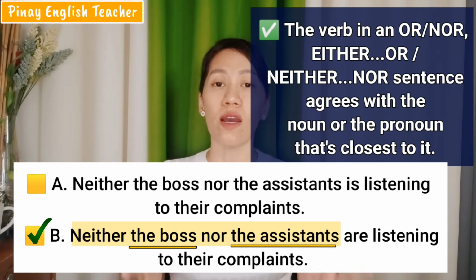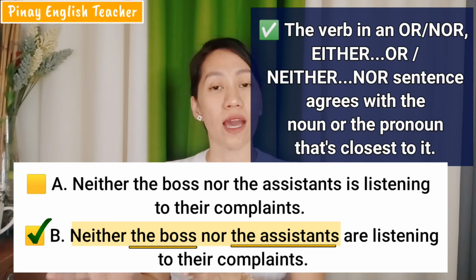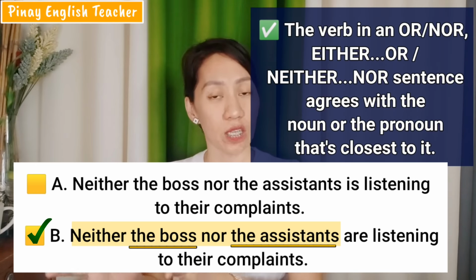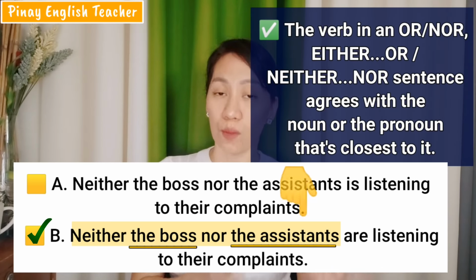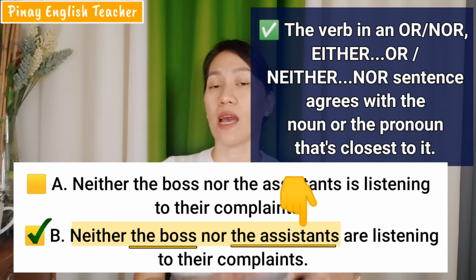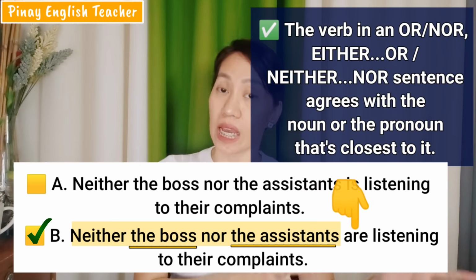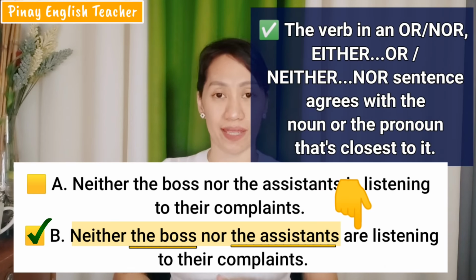Sa sentence na ito, meron tayong two subjects that are connected by neither nor. So yung unang subject ay yung boss, which is singular. And yung pangalawang subject naman ay the assistants, which is plural. Since plural yung mas malapit sa ating verb, kailangan plural din ang verb na gagamitin natin.